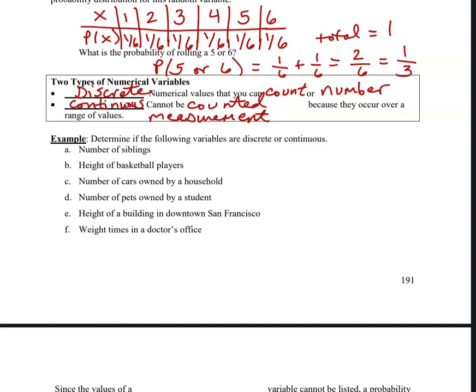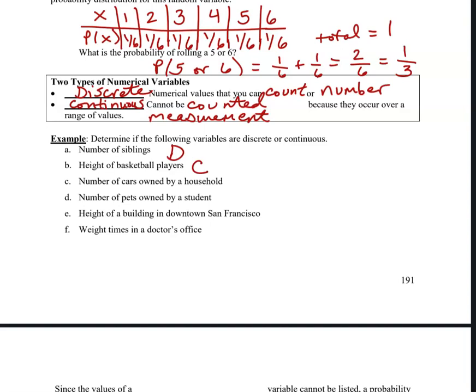So let's do a little practice here and talk about the difference between discrete and continuous. First is the number of siblings that somebody has. Well, do you count or do you measure siblings? You count the number of siblings, so that would be discrete. The heights of basketball players. Well, we measure heights, so that would be continuous.